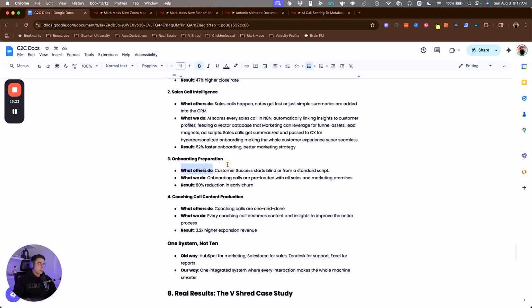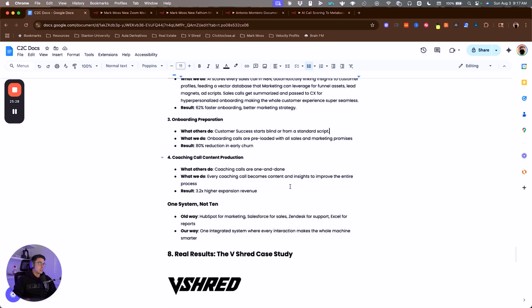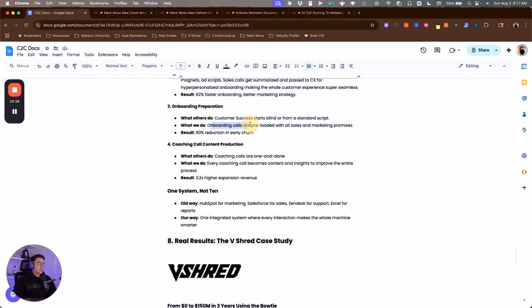So, onboarding preparations. What other people do is the customer success team starts blind or from a standard script. What we do is the onboarding calls are preloaded with all the sales and marketing promises. Basically, we look at the customer form submissions, we look at the sales recording, and then we look at our onboarding script. Then we create a personalized approach for this customer: we know what we're offering, we know what this customer put in his form, and we know what he said on the call. Then in the onboarding call, we're reselling them on the idea that they made a good choice, right?